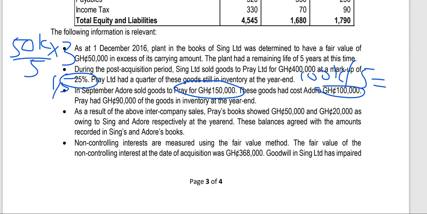Now Pray had 90,000 of the goods in inventory. So you calculate unrealized profit on 90,000, but where the associate is concerned, you only eliminate the parent's share, which is 30%.